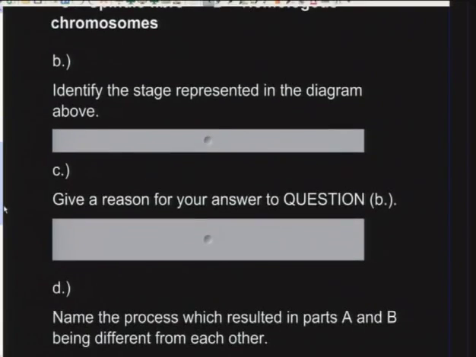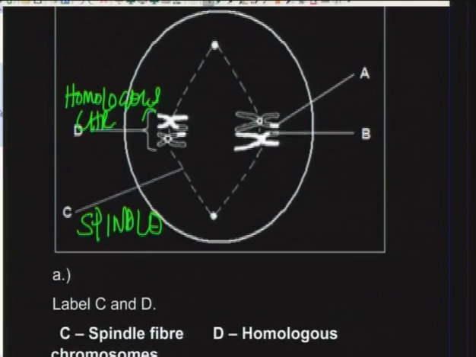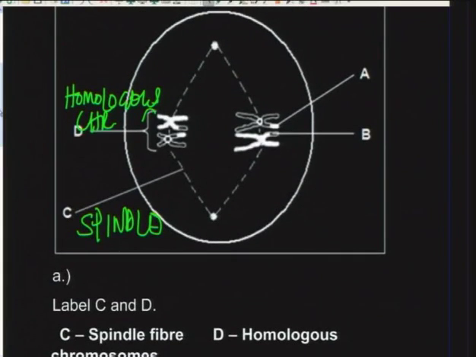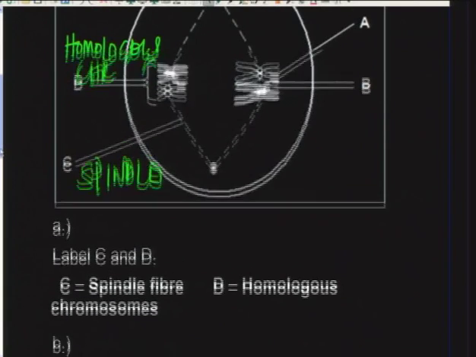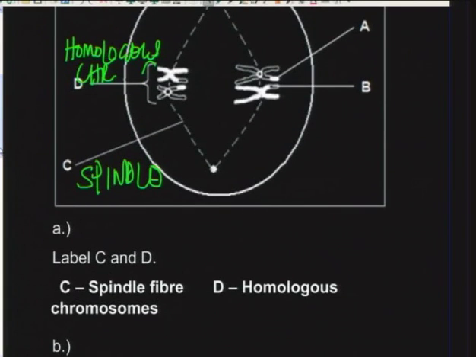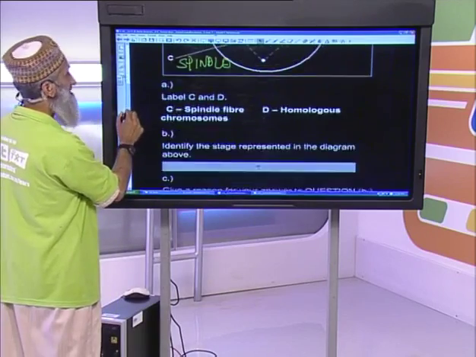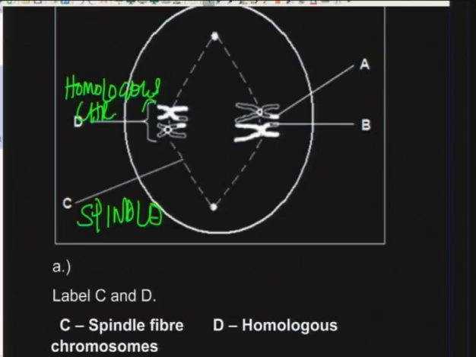Identify stage represented in the diagram above. They can't ask you phase anymore, so I change it to stage. What stage is this? You're not talking about a phase. Phase is metaphase, anaphase, and so on. Stages, is it stage 1 or stage 2? Which stage is this? Look at the chromosomes, they're lying next to each other.